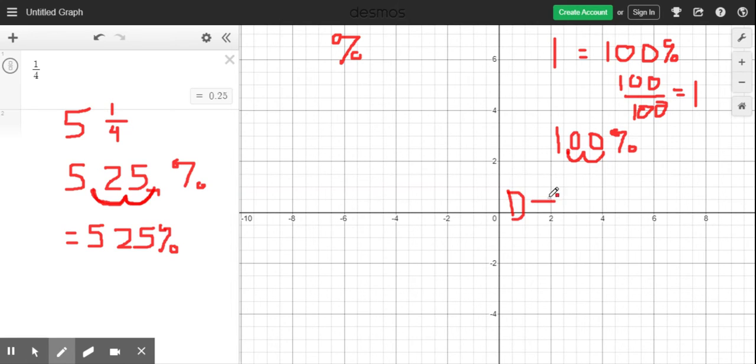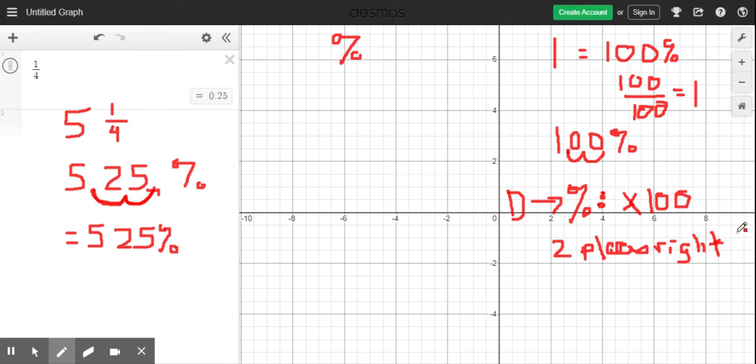Okay, so if you want to write something down for your note card on this, if you have a decimal and you're converting into a percent, you're going to be multiplying by 100. In other words, shifting your decimal 2 places to the right. And then you put on a percent sign.